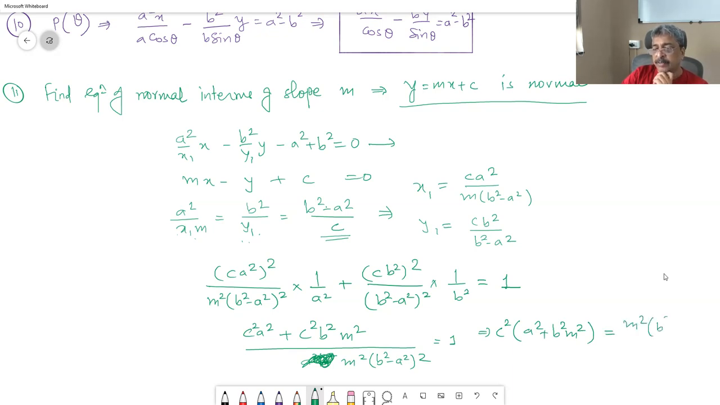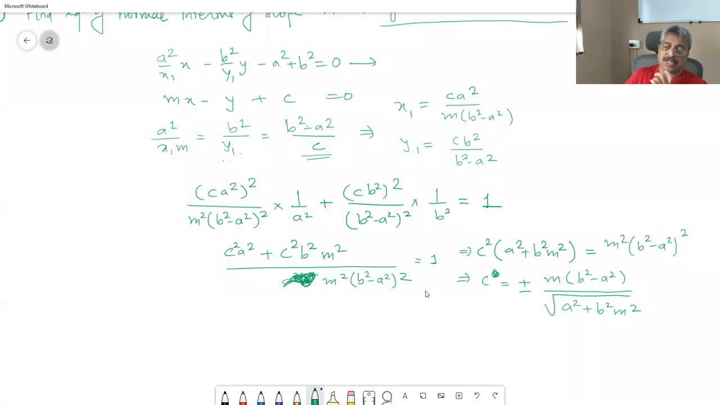is equal to m square inside bracket b square minus a square bracket, and hence c is equal to, taking root simultaneously, plus or minus m inside bracket b square minus a square, or a square minus b square, because this plus and minus is available outside, and it becomes radical a square plus b square m square. This is your condition for tangency, and therefore the equation of normal in terms of slope is y is equal to mx plus minus m into b square minus a square upon radical a square plus b square m square.